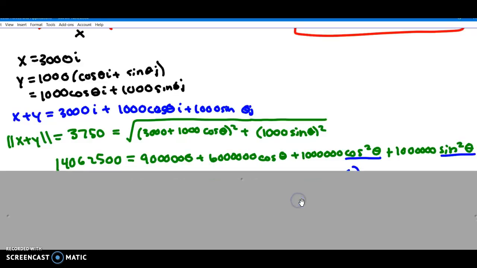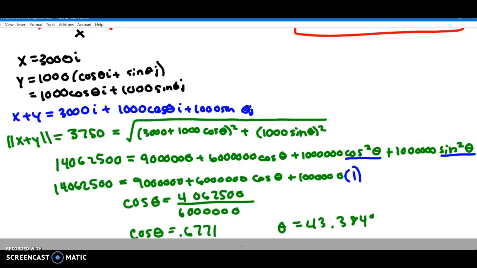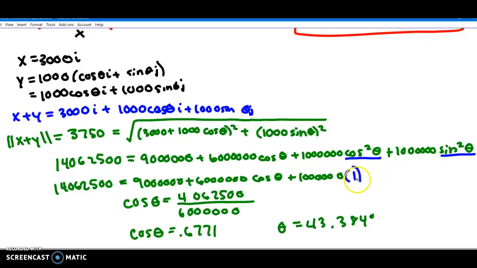All right, so square both sides. Now I notice here that these terms have cosine squared of theta and sine squared of theta, and their leading coefficient is 1,000,000 each. So if I factor out 1,000,000, I'm left with cosine squared of theta plus sine squared of theta, that would just be 1. Now, this allows me to isolate cosine of theta. I skipped some steps, but you can figure it out. Cosine of theta equals 0.6771. Use the inverse cosine, and I get that the angle is about 43 degrees.